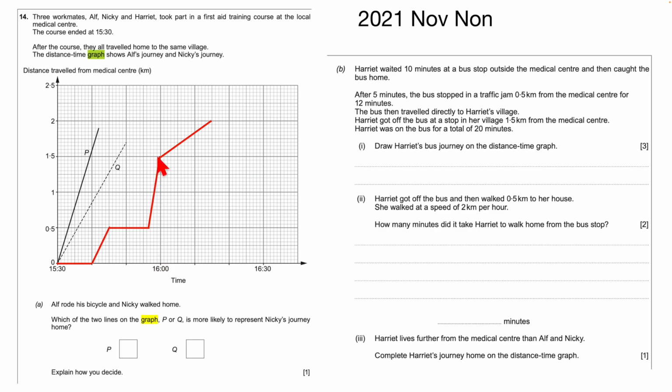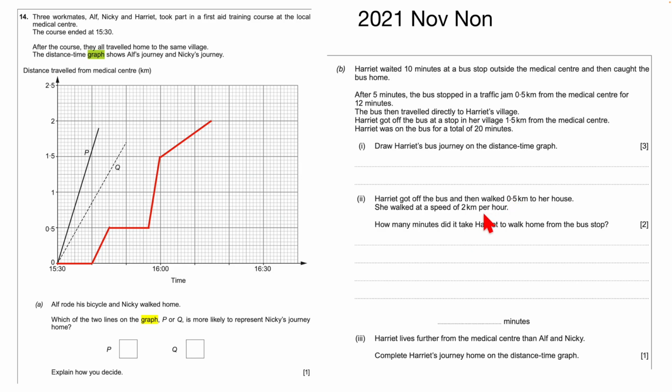This is a horrible question. Draw her bus journey. Well, we've just drawn the bus journey. Doesn't move, moves 0.5 of a kilometre and gets stuck after 5 minutes, waits 12 minutes, and then shoots along for this period of time, gets off the bus. Harriet got off the bus and then walked 0.5 kilometres to her home, and she walked at a speed of 2k. Pretty slow. How long does it take to walk 2k? How many minutes did Harriet take to walk home from the bus stop?